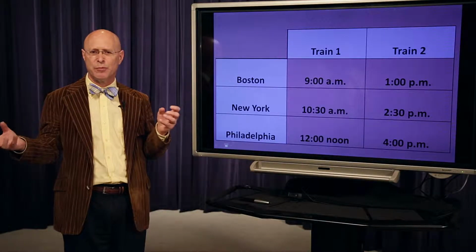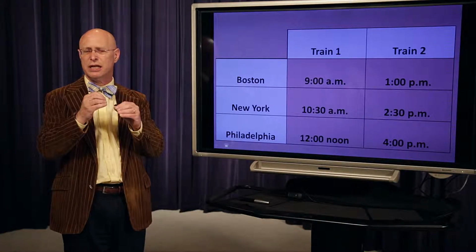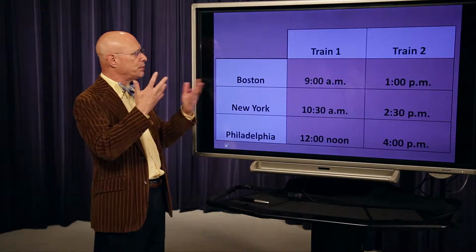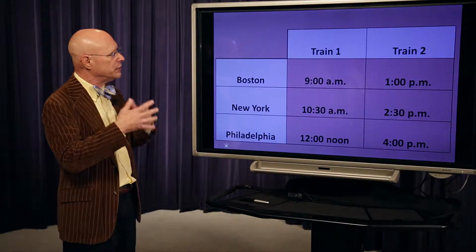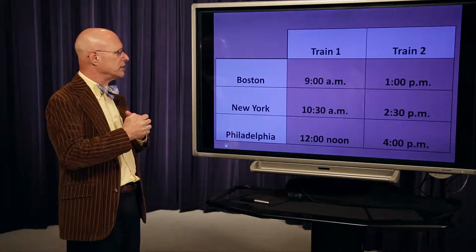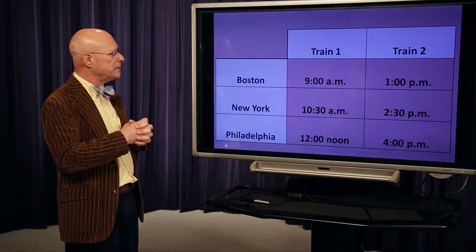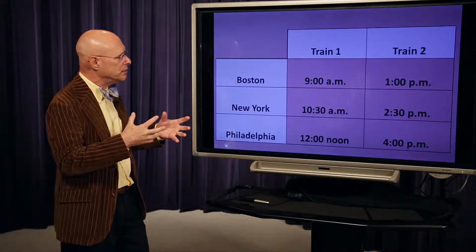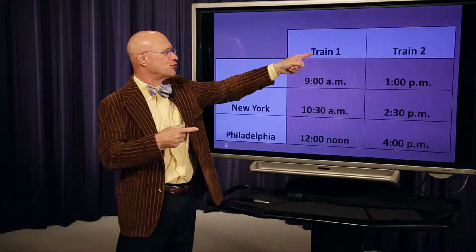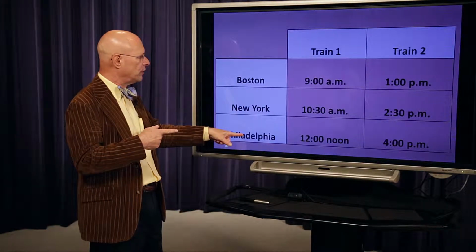What does that mean? It means it's the sort of thing that someone comes to when the person has a specific question in mind. And so probably the most common table that everyone has seen is a transportation timetable, and I'll use that as an example here. In this transportation timetable, the question has to be, if I take train 1, when will I get to New York, or when will I get to Philadelphia?